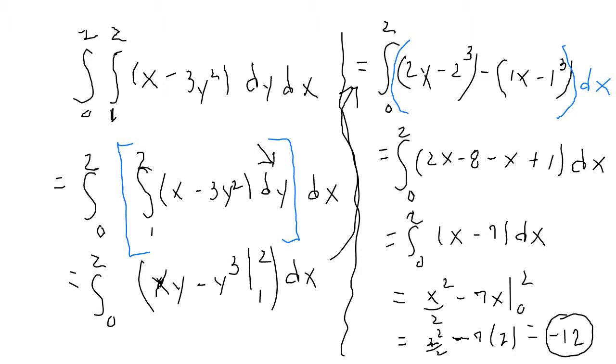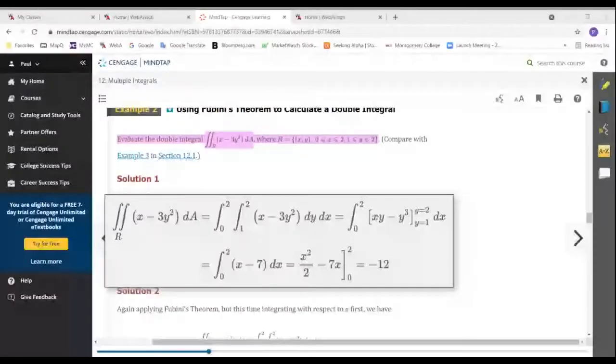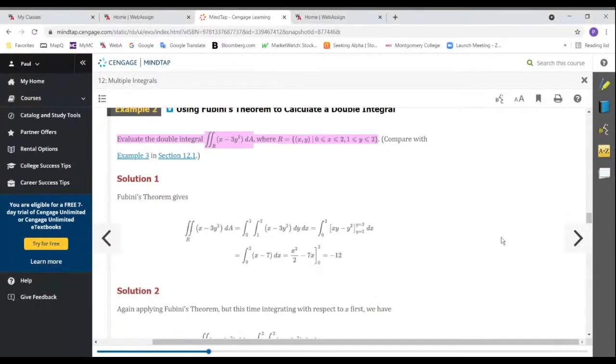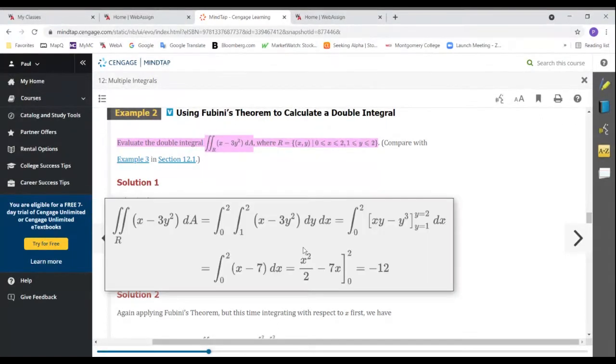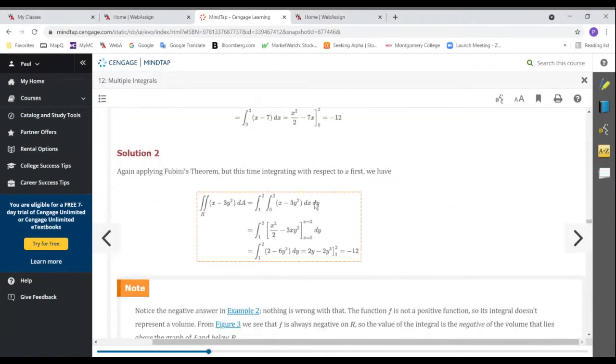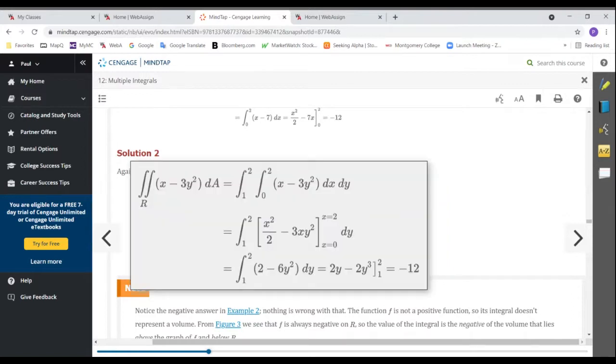Okay, if there are no questions, let's go back to the book, back to that example 2. All right, so they did it dy dx, but you can also do dx.